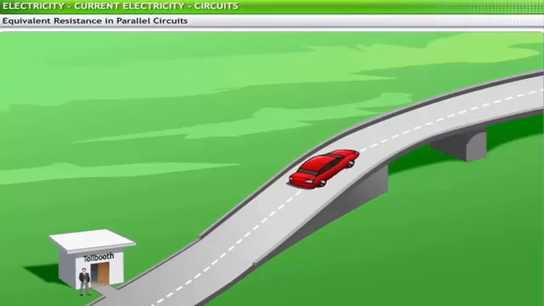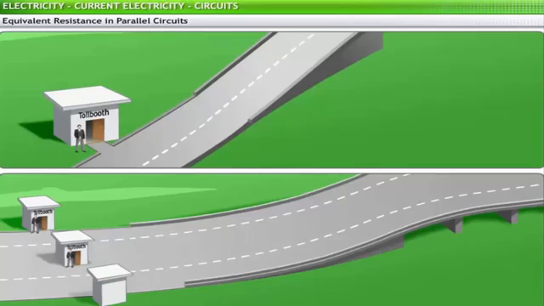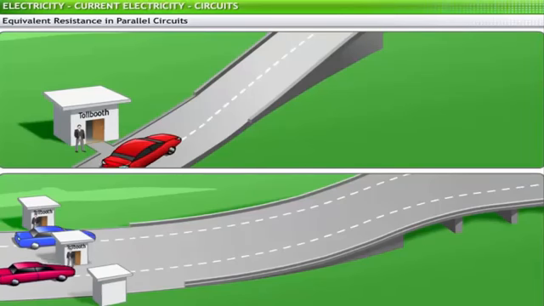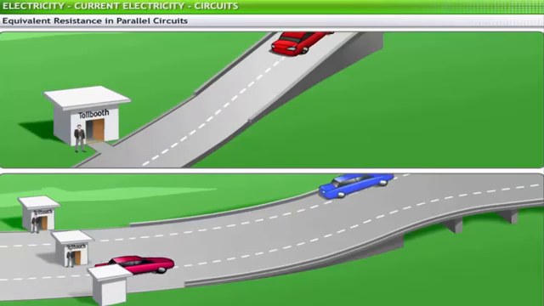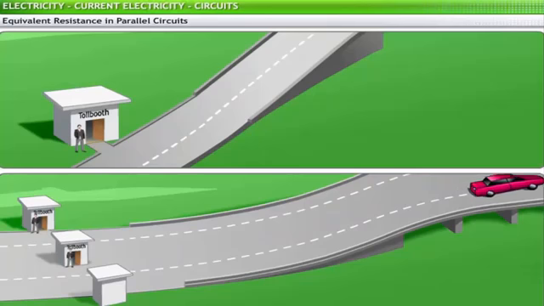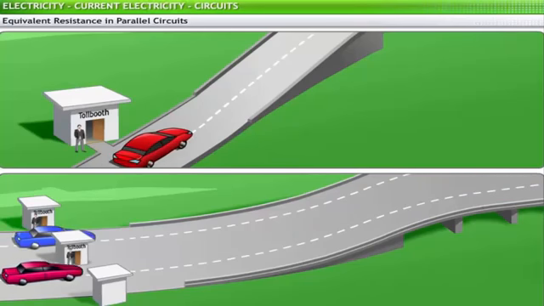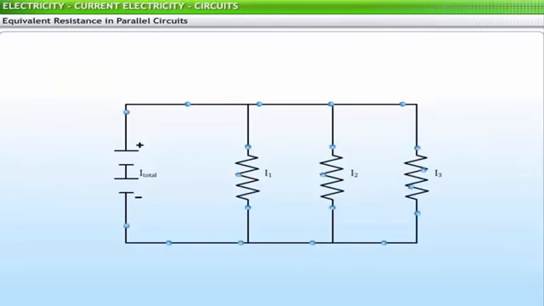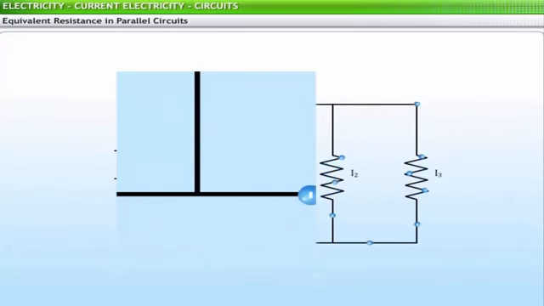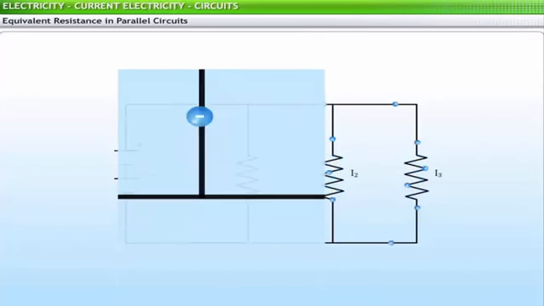A toll booth provides resistance to car flow on a tollway. Adding more toll booths in a toll station will provide more pathways for cars to drive through. These additional toll booths will decrease the overall resistance to car flow and increase the rate at which they go through. Similarly, in a parallel circuit, charges divide up into separate branches. Based on the resistor in each branch, the current across branches can vary.